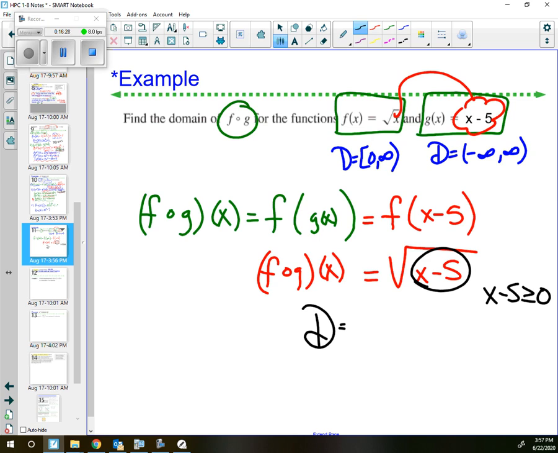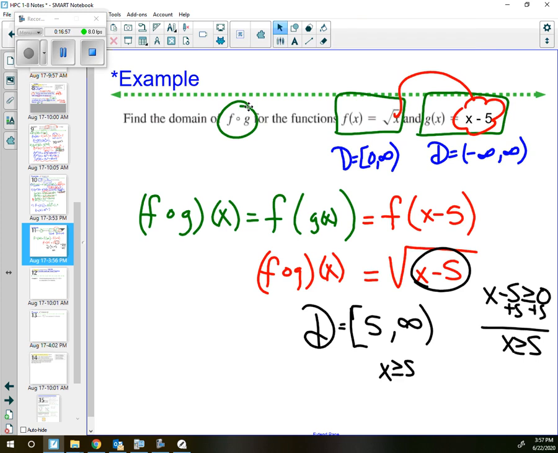So you can guess and check some numbers. 6 would work. It would be 6 minus 5, which is 1. 7 would work. 8 would work. How about 5? 5 minus 5 is 0, and the square root of 0 is 0. All those work. In other words, just solve this inequality. All the x's that are greater than or equal to 5 are going to be okay. So the domain of this new composed function is all the numbers starting at 5 and going to infinity, or if you want to say it, x is greater than or equal to 5.